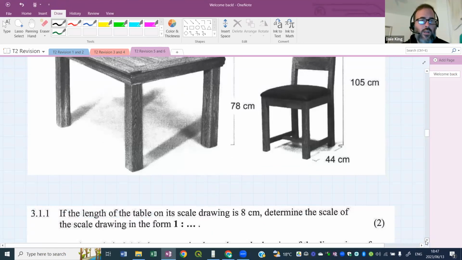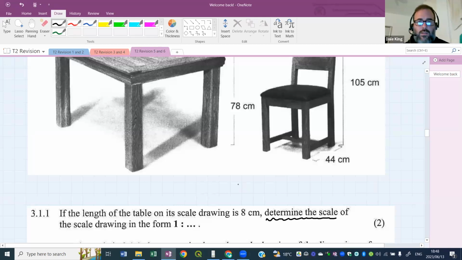What are they asking us here? 311. Let's read this. If the length of the table on its scale drawing, because this is a scale drawing, is 8 centimeters, determine the scale of the scale drawing in the form 1 is to something. So what they're asking us here is to determine the scale. This scale drawing doesn't have a scale. We have to create it. Okay. How are we going to create this?